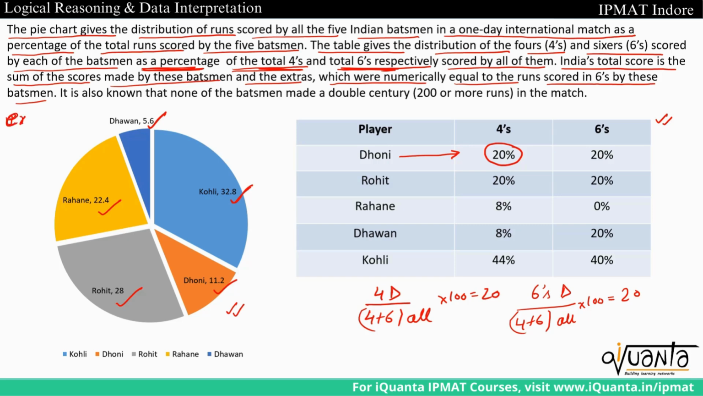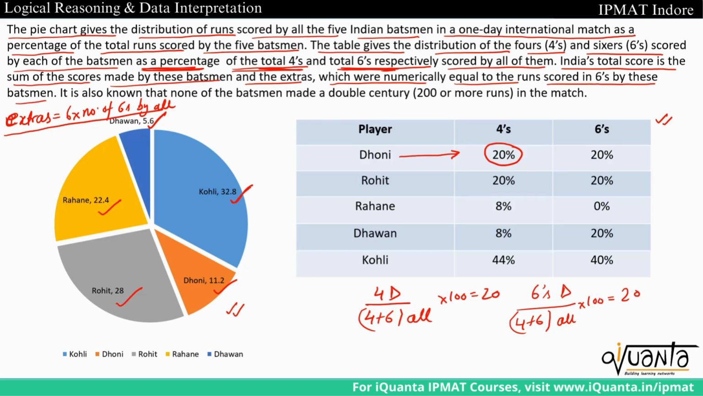So how to find out the runs scored in extras? Extras will be equal to 6 into number of sixes by all. This will be the runs scored in extras, because we have to take care of the number of sixes hit by all, and if we multiply it by 6, then we'll be getting the number of runs scored in extras. I hope everything is clear so far.